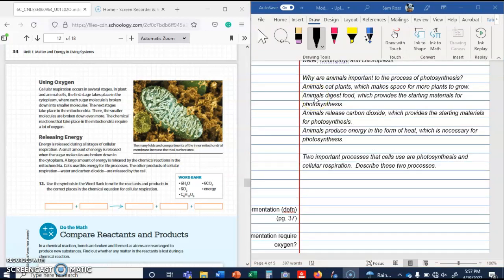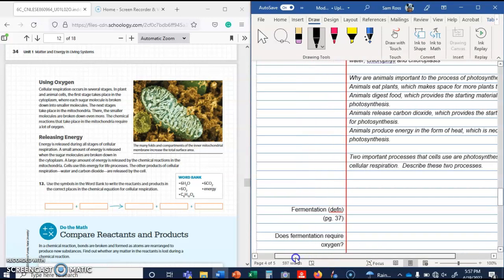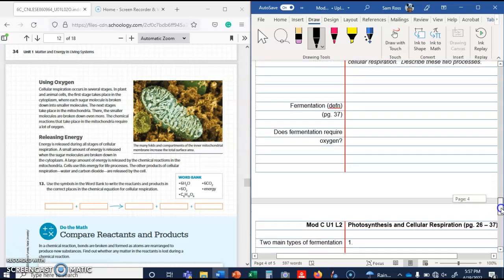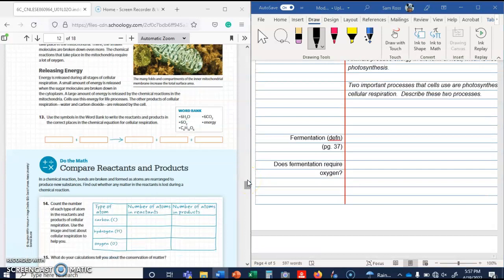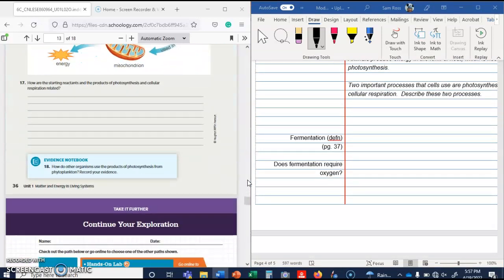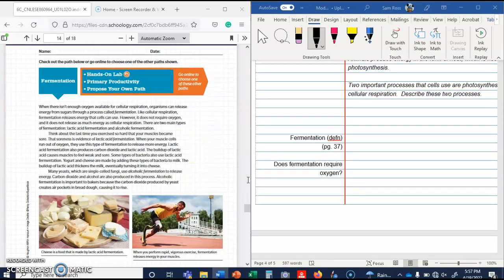Okay, why are animals important to the process of photosynthesis? Animals are important to the process of photosynthesis because they release carbon dioxide, which provides the starting materials for photosynthesis. That's going to be this one right here. All right, we're almost done. Fermentation is on page 37, so let's go to page 35, 36, 37.